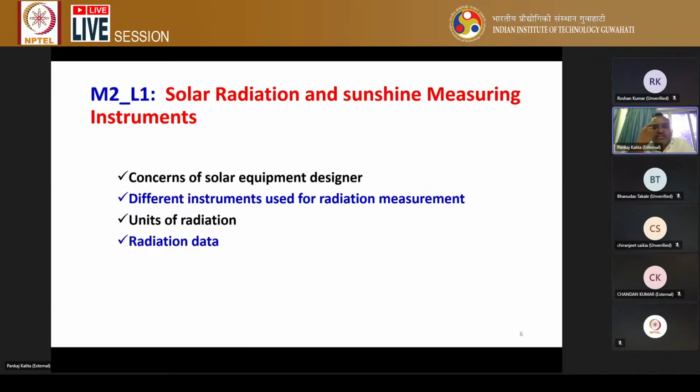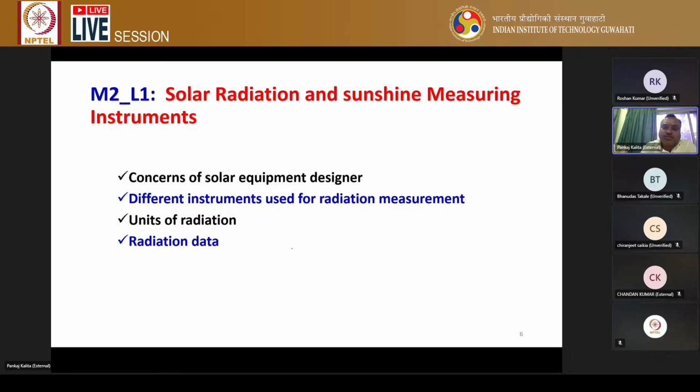In lecture 1 of module 2, primarily solar radiation and sunshine measuring instruments were discussed, like what equipment is used for measurements of different radiations. It may be global radiation, normal radiation, or sunshine hours. So we can have a pyranometer, a pyrheliometer, or a sunshine recorder.